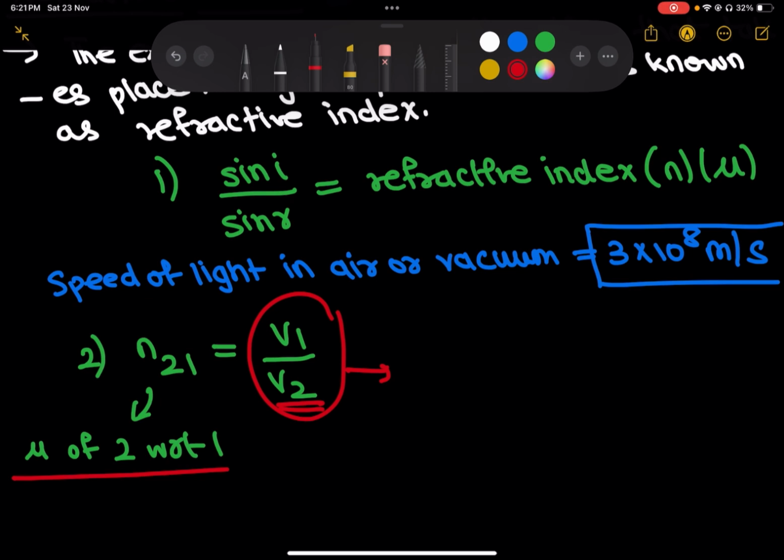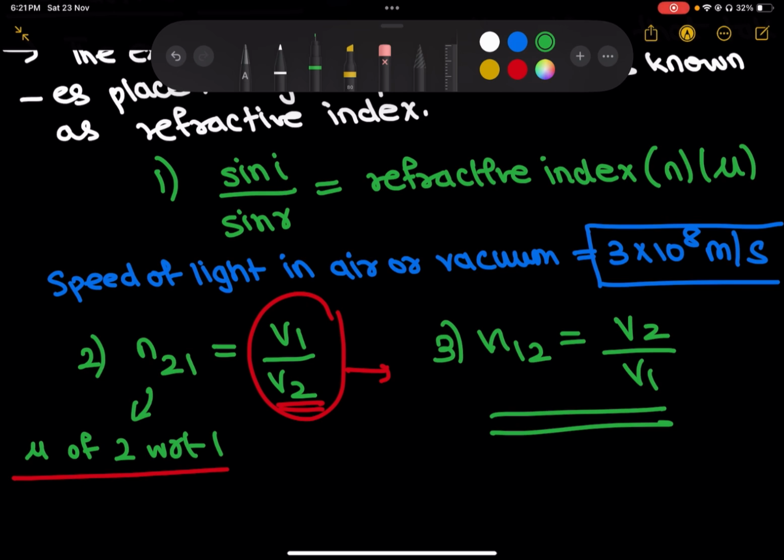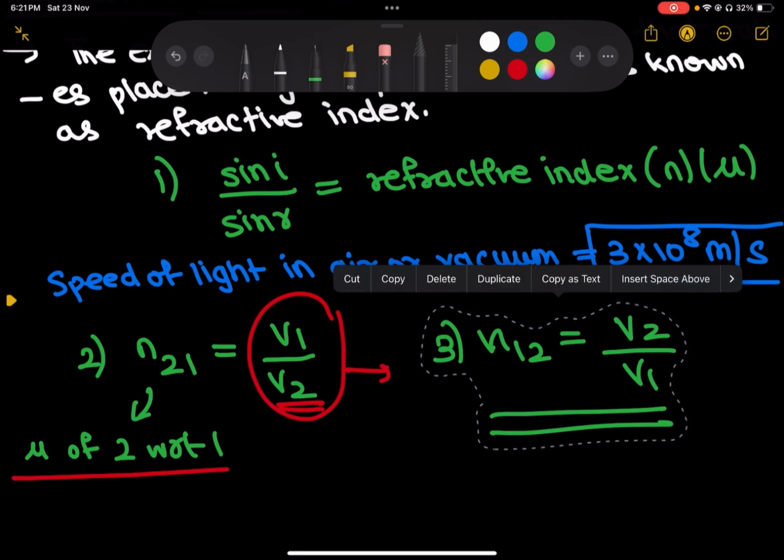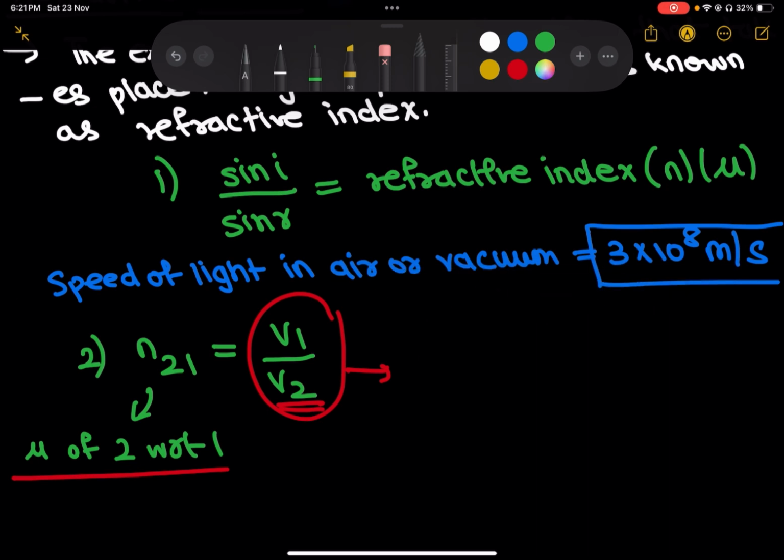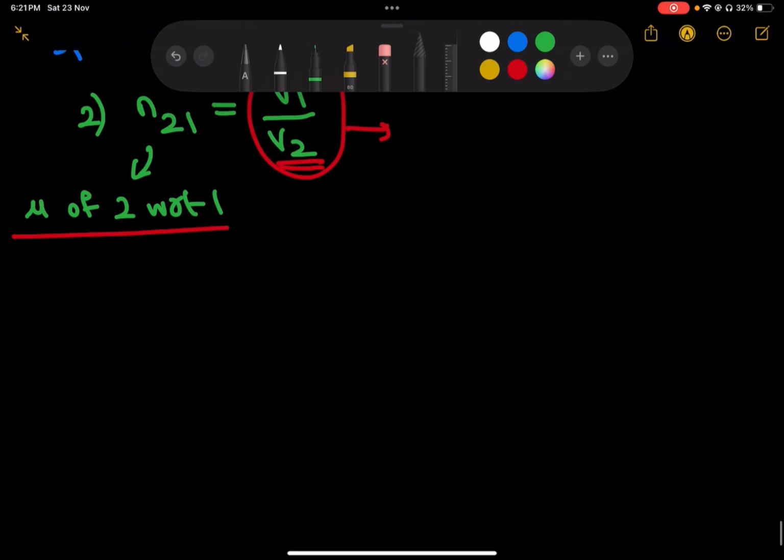Now in your textbook, the exact opposite of this is also given as a formula, right? It is given n of 1 with respect to 2 is v of 2 upon v of 1. So don't remember this, only remember 1. I'll cut this out because it will become very confusing for you. If you remember 1, you'll be able to work out the other, right? So just remember 1. Now moving on to the third formula.